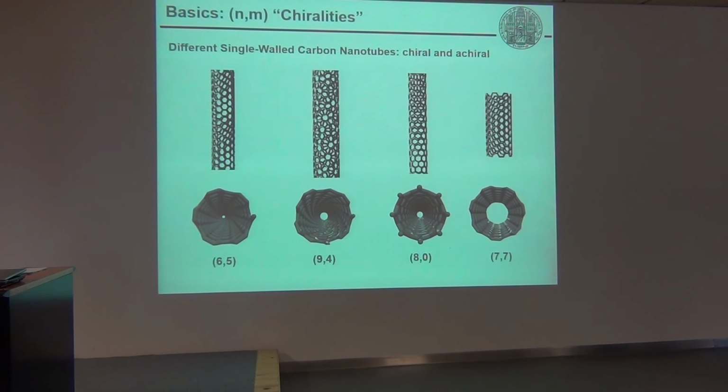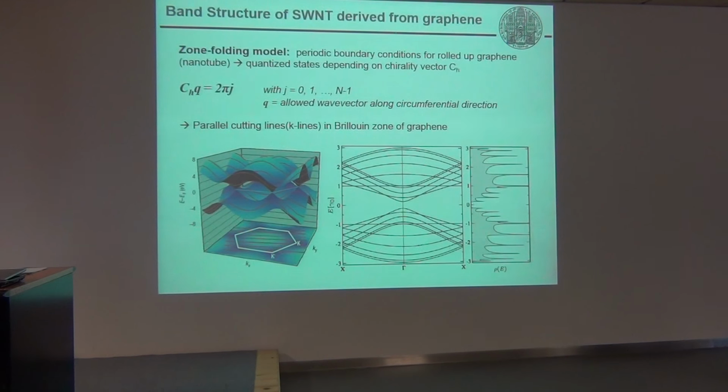And this is nice, but this is also a problem, because of course when you grow these carbon nanotubes, you get all kinds of different types in one sample, and this is not what you want.